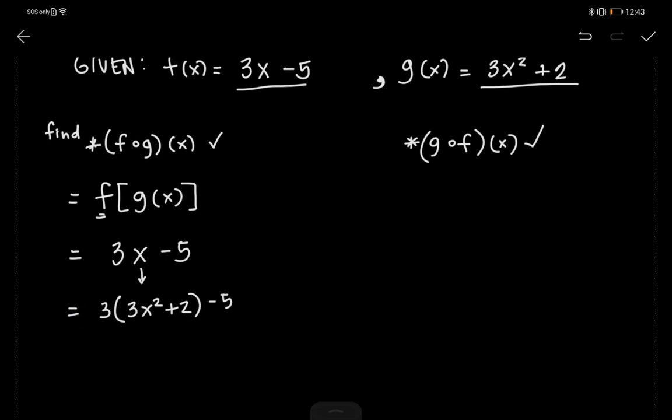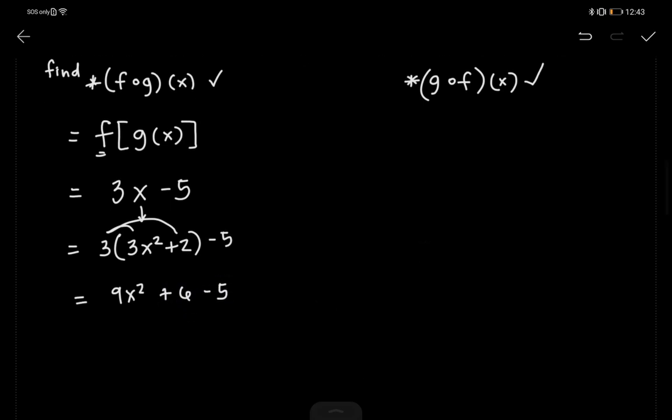Then distribute and simplify. So we have here 3 times 3x squared is 9x squared. Then 3 times 2, positive 6, and minus 5. So here we have the final answer, which is 9x squared. Then 6 minus 5 is positive 1. So therefore, this is our final answer.